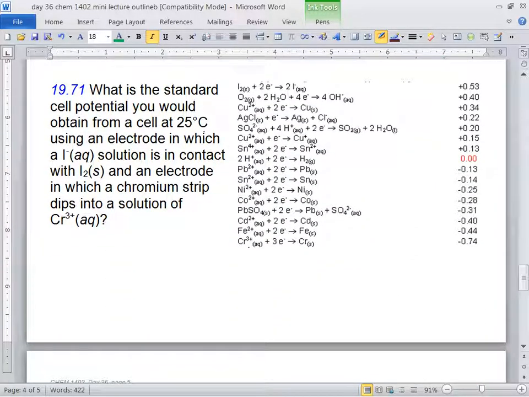What is the standard cell potential you would obtain from a cell at 25? Okay, now we're starting to use some predictions here. What is the standard cell potential? You have to kind of almost imagine this. You're going to build this cell, and then you're supposed to use that table to predict what the voltmeter is going to read. And when you build that cell, since they want standard cell potentials, everything has to be 1 molar, gases have to be 1 atmosphere and all that. That's fine.